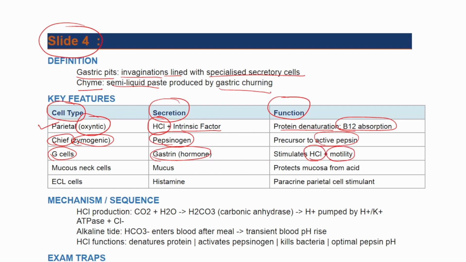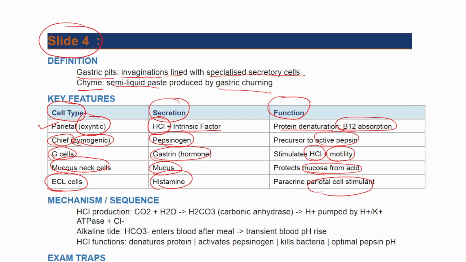With all this acid and enzyme activity, the stomach must protect itself, which is where mucous neck cells come in. Positioned within the pits, these cells secrete mucus that actively protects the stomach lining and mucosa from acidic damage. Beyond mucus protection, the stomach fine-tunes its acid levels locally using ECL cells. These secretory units produce histamine, which operates locally as a paracrine parietal cell stimulant to drive acid production.